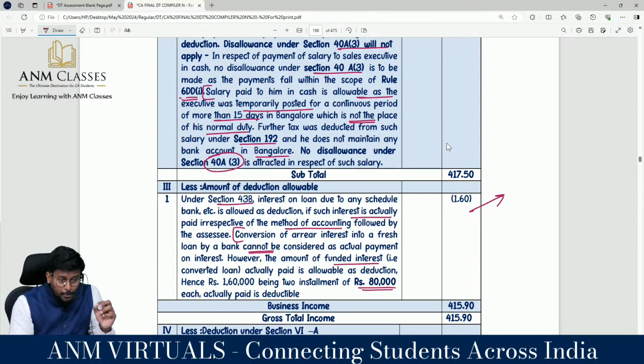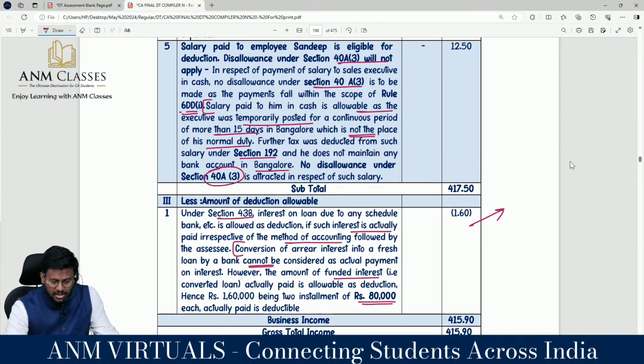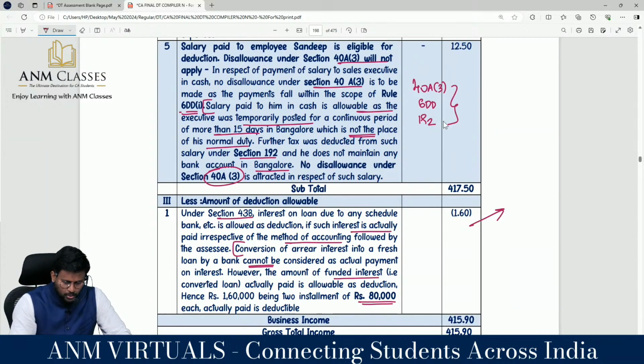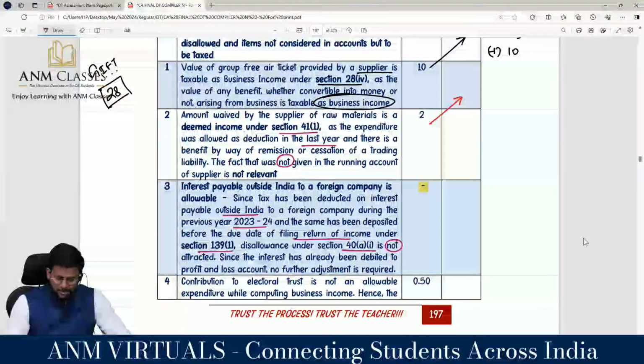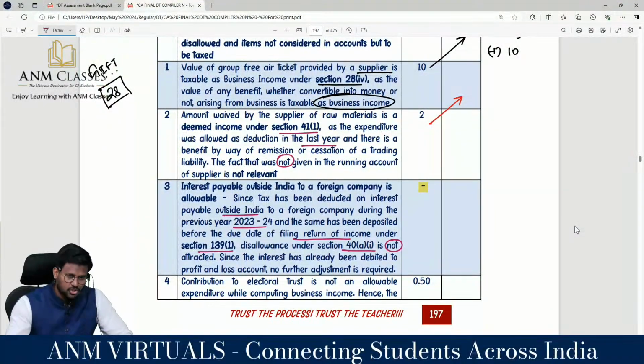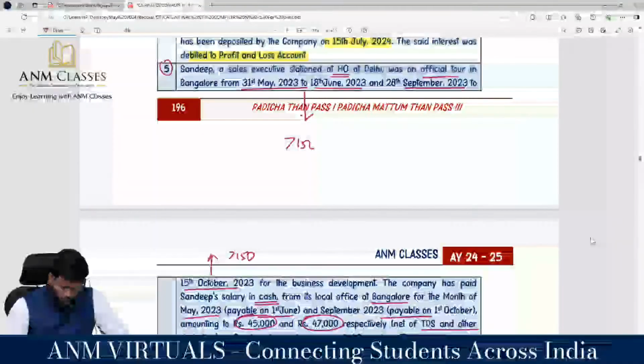Look how many sections they have referred. They have referred 40A subsection 3. Do you know? Yes, sir. They have referred rule number 6DD. Do you know? Yes. They have referred section 192. Do you know? Yes, sir. Again, they have concluded that 40A subsection 3 will not be applicable. We have done all the sections in the class. Correct? I'm moving on.